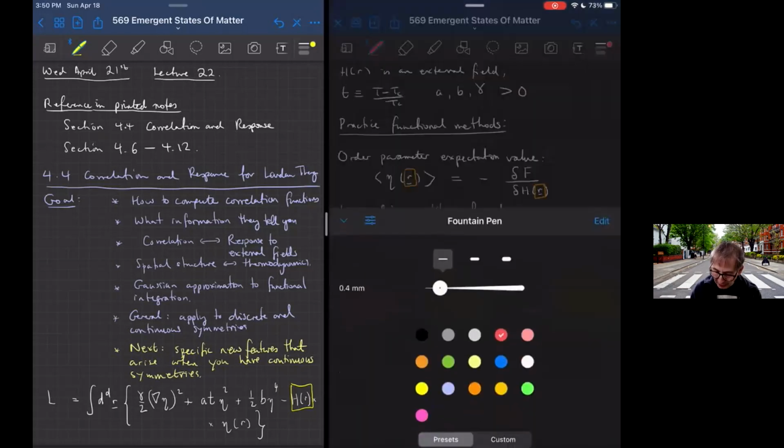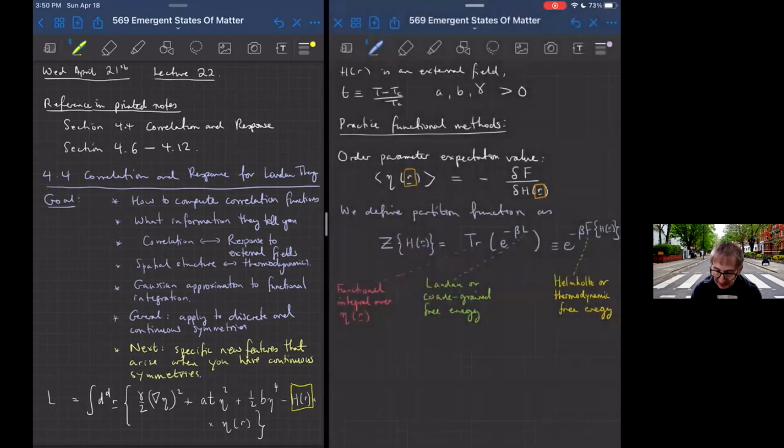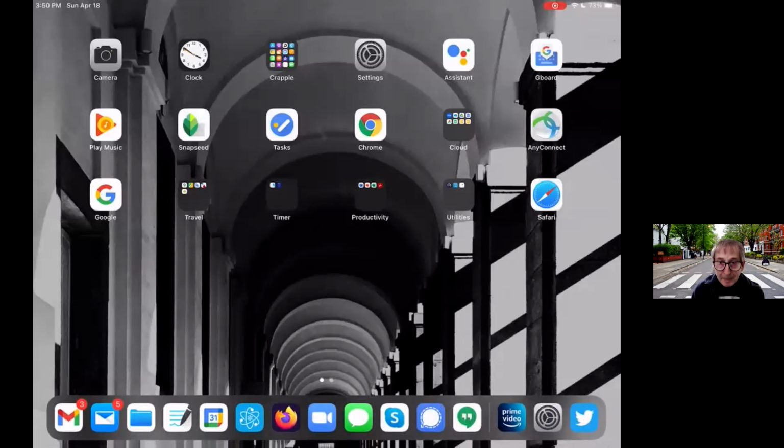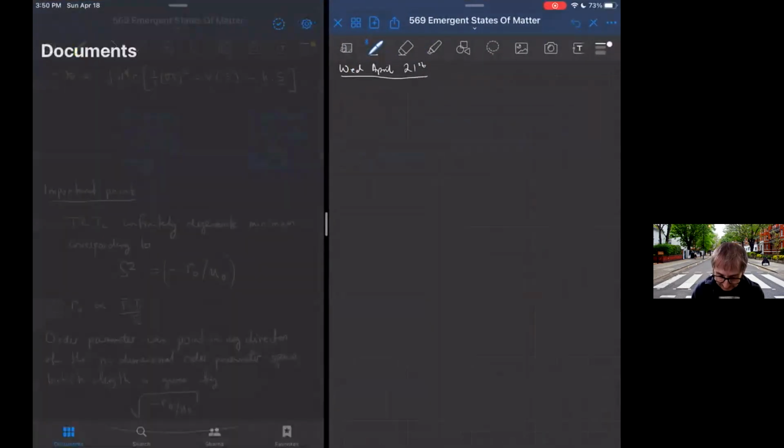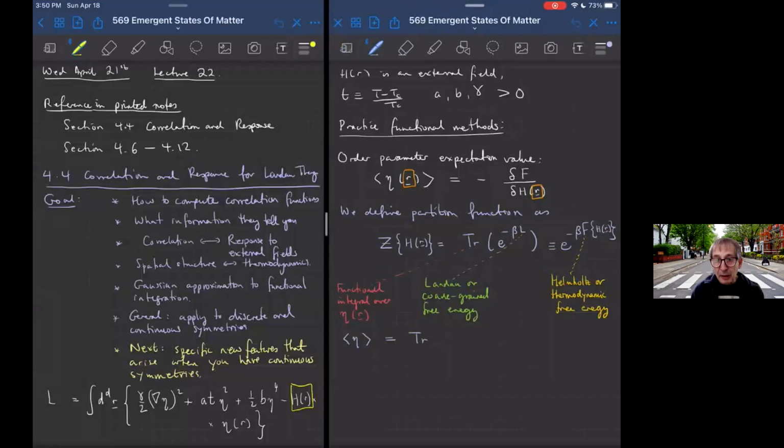So let me now demonstrate why the order parameter is minus dF by dh. If I want to compute the expectation value of eta, that is by definition the trace of eta, e to the minus beta L, divided by the partition function.